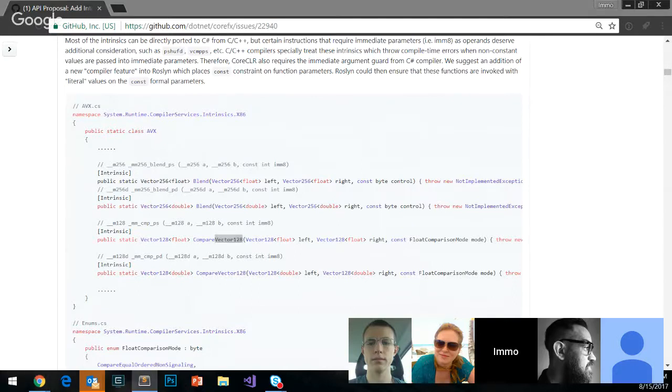AVX provides the compare instructions for 128 and 256 both. Right, but it was not enough to have them overloaded. It had to be. We'll go back and check. So we can add it to notes and try doing this and then just reply that you cannot for some reason. So I have a question about the enum, the comparison mode.